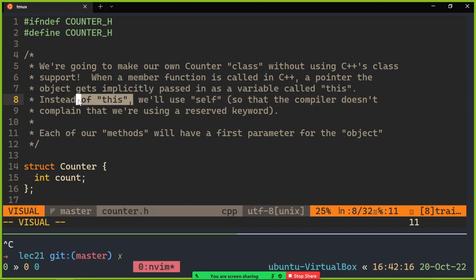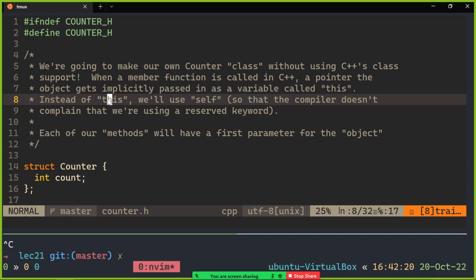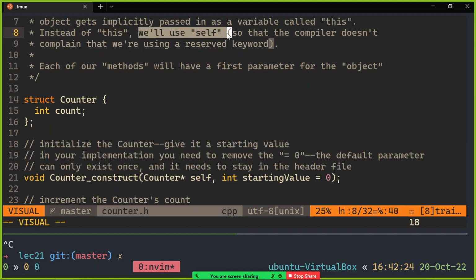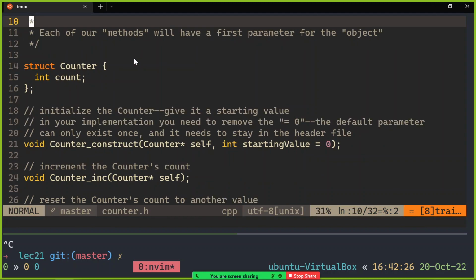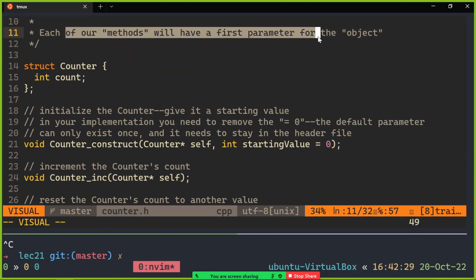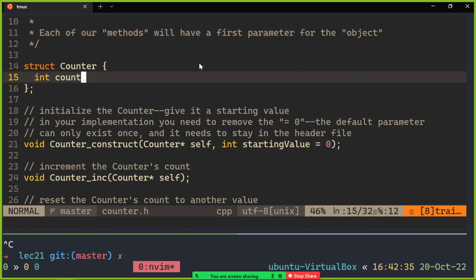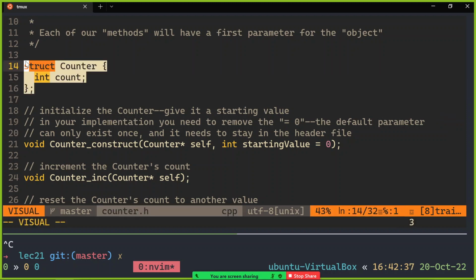So instead of this, since that's a keyword, we can't make a variable called int in C++. We can't make a variable called this in C++ either. We will use the word self instead. That's what Python uses anyway. So yeah, every method in our counter class, these are all in quotes, will have a first parameter for the object. More quotes. Okay? So here's what it means to be a counter object.